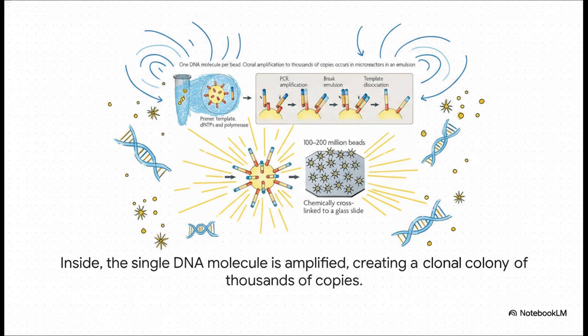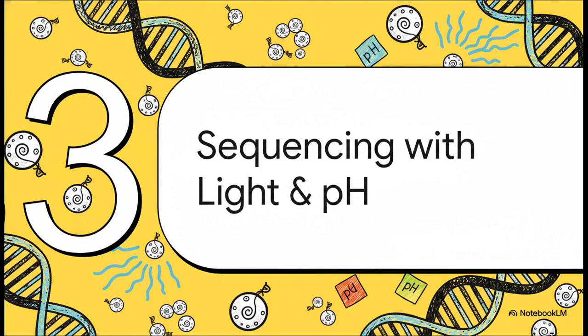Why does that matter? Because we've just turned a single, very faint signal into a really strong one that's easy to detect. All right, so now we've got millions of these beads, and each one is covered in copies of a unique piece of DNA. Now for the really cool part. How do we actually read the sequence on all of them at the same time? Let's check out two super clever methods.